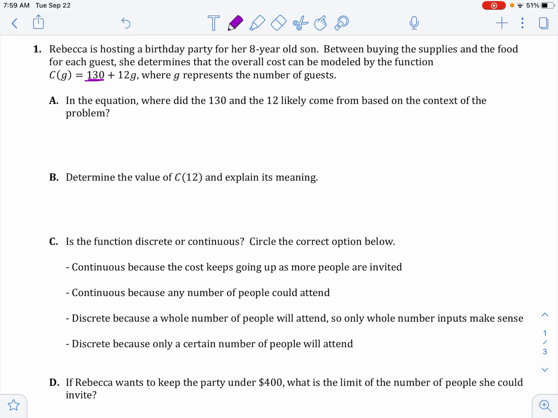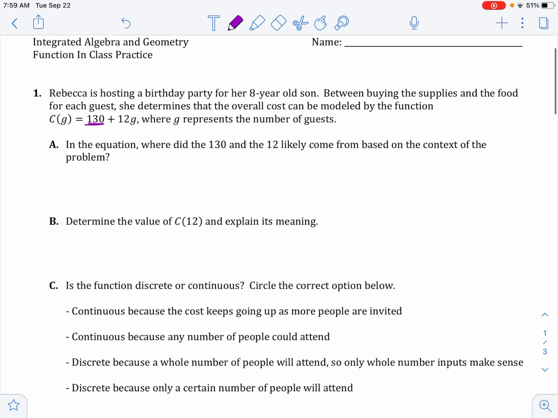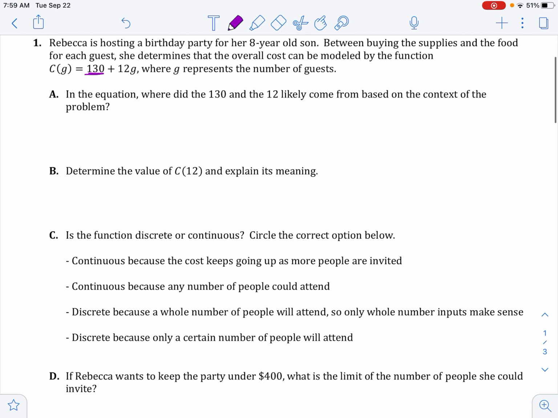Okay, so I want to know what the 130 represents. The 130 is going to be my initial amount. Since she's having a party, I'm assuming that the initial amount is how much money she's spending on plates, cookies, cake. So her supplies, basically, because she's going to pay that even if 0 people show up. If 0 guests, 0G shows up, she still has spent $130. So I'm going to say 130 is the cost of her supplies.